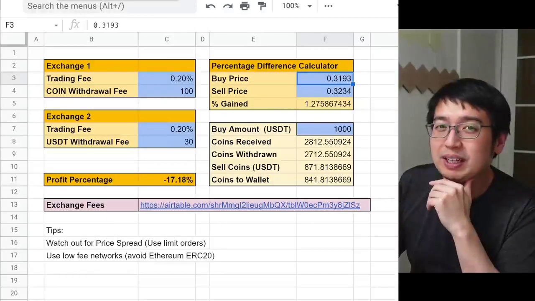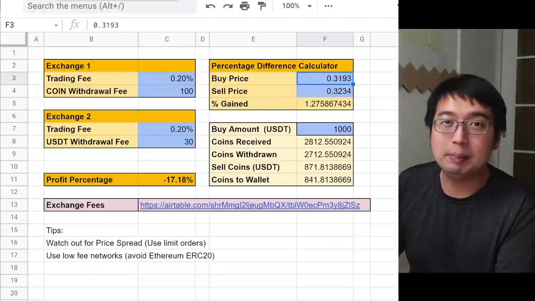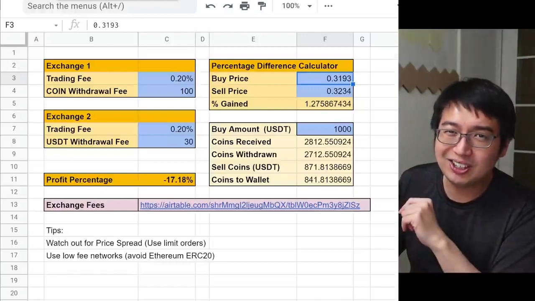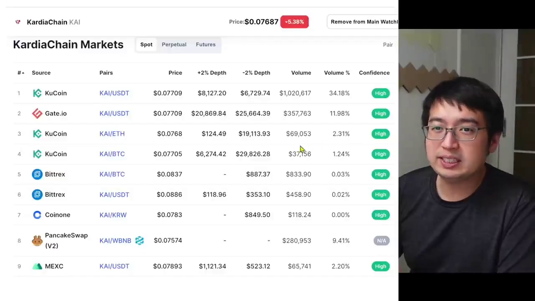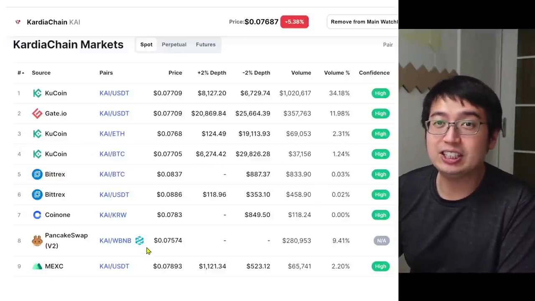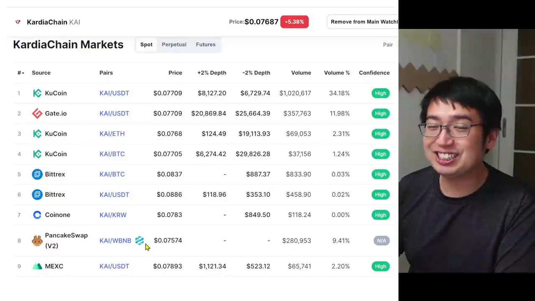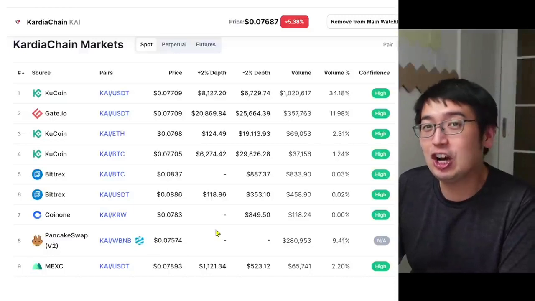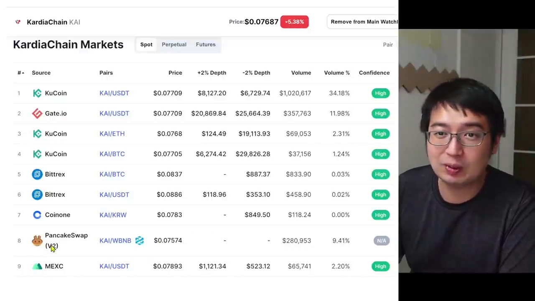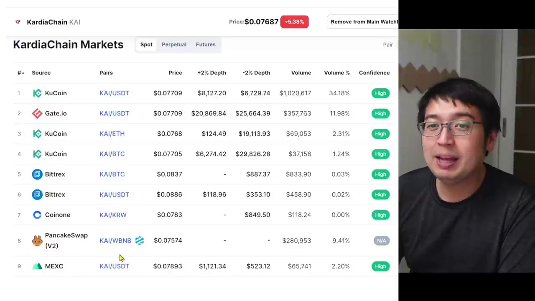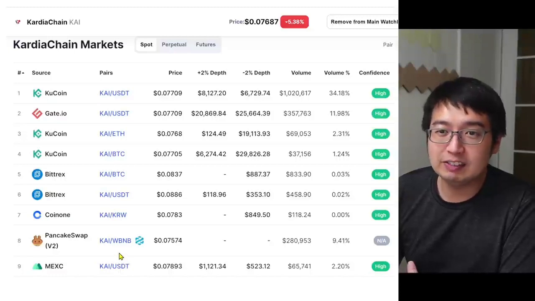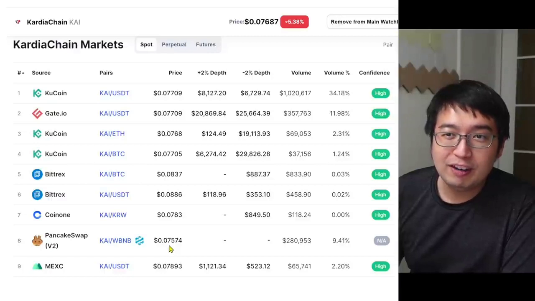We want to trade something on a lower fee network like Binance Smart Chain. So let's look at another coin. Now this is a much better example. We're going to look at Cardia Chain. Cardia Chain exists on Cardia Chain itself, and it also exists on Binance Smart Chain. So that's why we see it here on PancakeSwap. PancakeSwap has trading fees of 0.3%, and we can buy the coin for fairly cheap.